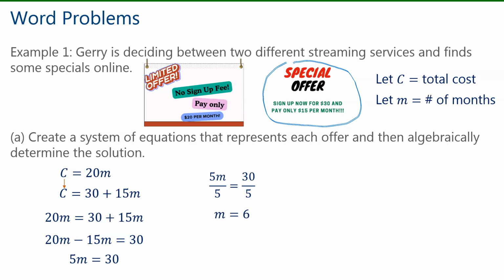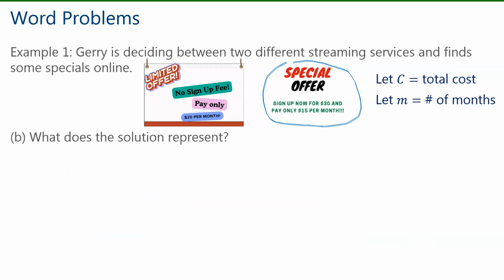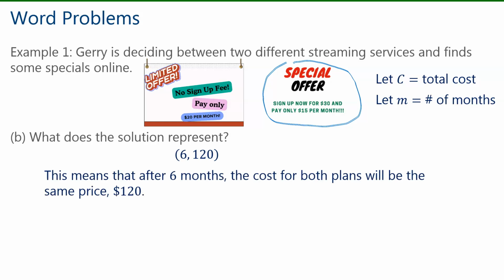So now let's find C. I'll replace this M right here with 6. So C would equal 20 times 6, or 120. So we have our solution of (6, 120). Now for this situation, what does the solution of (6, 120) represent? Well, this would mean that after 6 months, the cost for both plans will be the same price. They'll both be $120.